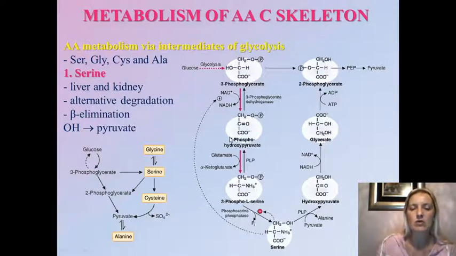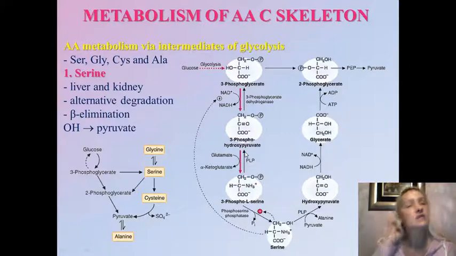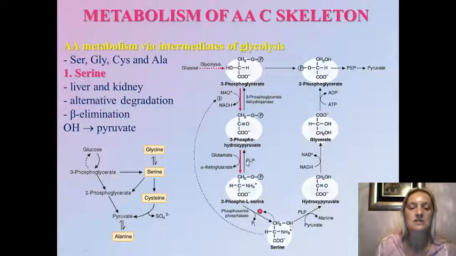3-phosphohydroxypyruvate, which is formed as an intermediate, undergoes a reversible transamination reaction with the glutamate and alpha-ketoglutarate pair in the presence of, of course, pyridoxal phosphate to form 3-phospho-L-serine. So instead of a keto acid, we now have an amino acid. And of course, we have to remove this phosphate group by phosphoserine phosphatase to produce serine.